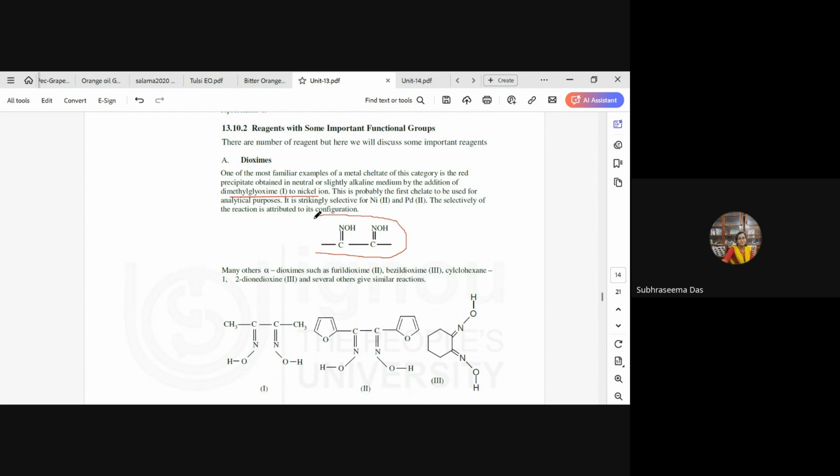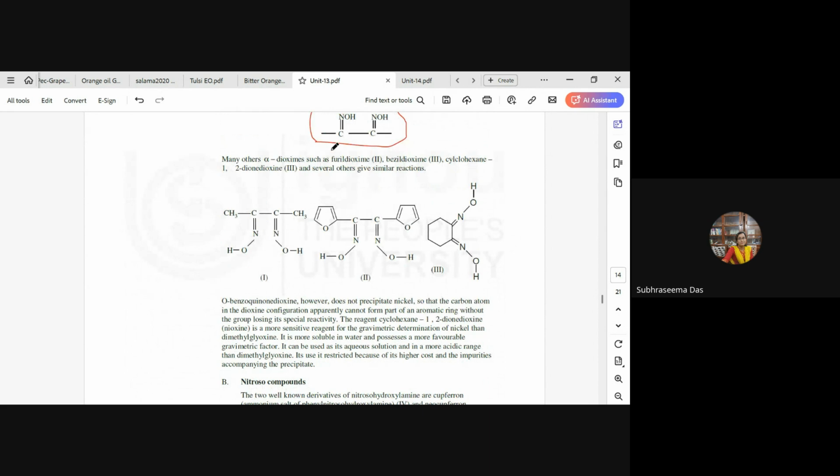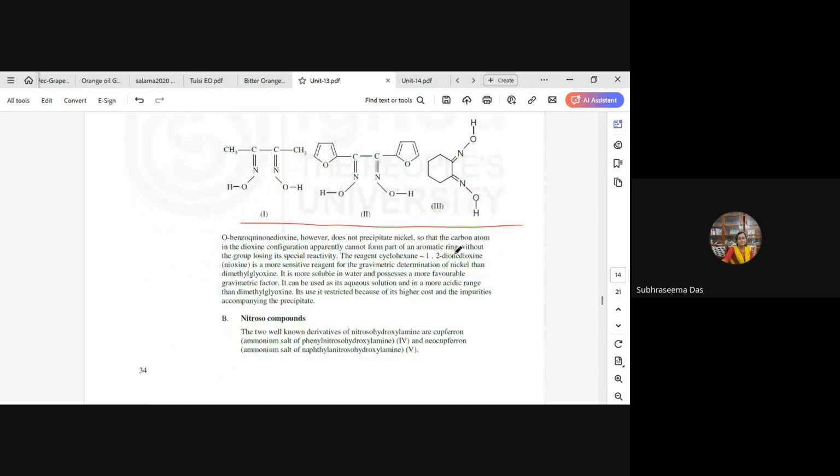So here, the structure of dimethyl glyoxime looks like this. Many other alpha dioximes, such as furyl dioxime, benzyl dioxime, cyclohexane 1,2 dioxime, and several other reagents, have been known to give such types of reactions. The structures for all these alpha dioximes are shown in figures 1, 2 and 3. Now orthobenzoquinone dioxime, however, does not precipitate nickel, because the carbon atoms in the dioxime configuration cannot form a part of the aromatic ring without the group losing its reactivity.